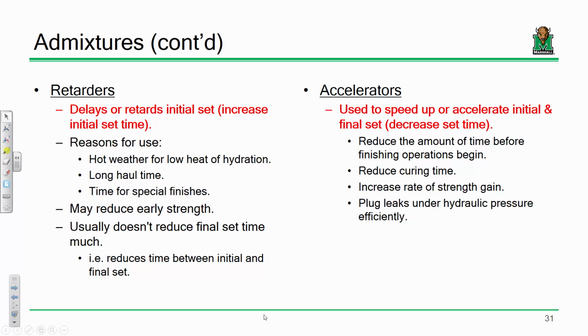Retarders are going to delay the initial set time, and there's a lot of relevant reasons why you'd want to use them. I mean, maybe the distance from the concrete mix plant to where you're placing the concrete is a long haul. And once that's mixing in the truck, you all have probably been down the road and seen a concrete truck spinning and mixing. Well, there's only so much time. They got to get to the job site before that sets. So maybe you got to slow that set time a little bit.